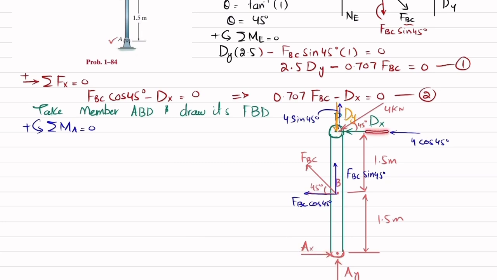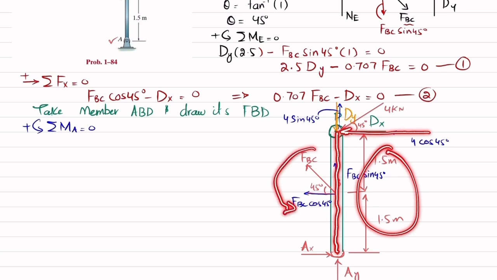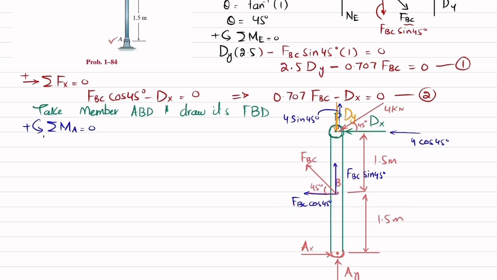The components which are producing moment are dx, the other one is 4 cos of 45, and the third one is this FBC cos of 45. So I will start with this 4 into cos of 45, and the perpendicular distance is 1.5 plus 1.5, and it is producing counterclockwise moment, so it will be positive. So I will write 4 into cos of 45 degree multiplied by 3.